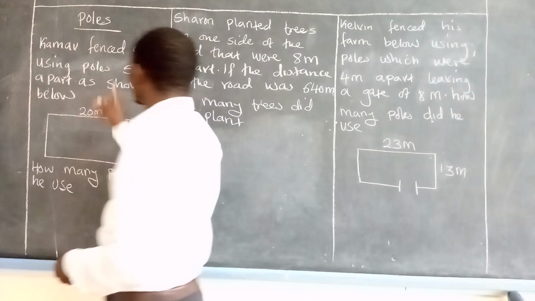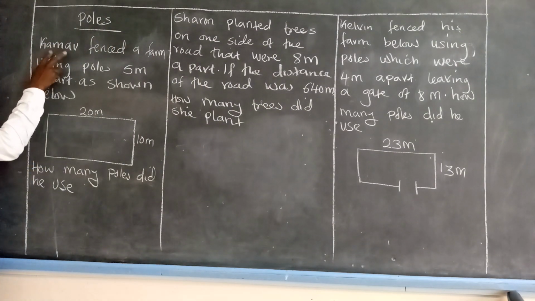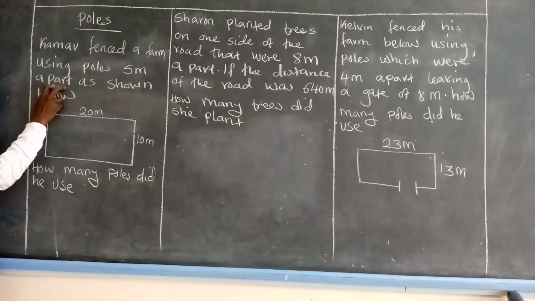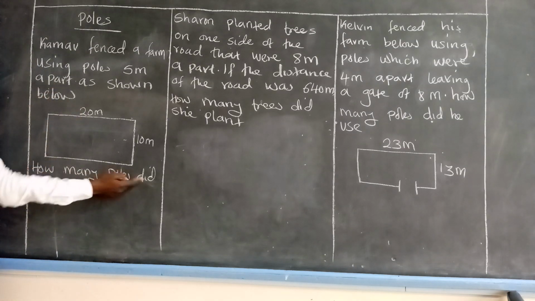Now today I want to take you through poles, the number of poles. The first question: Kamau fenced a farm using poles 5 meters apart as shown below. This is the shape of Kamau's farm, which is rectangular. How many poles did he use?